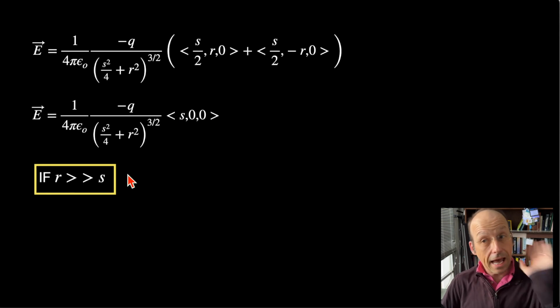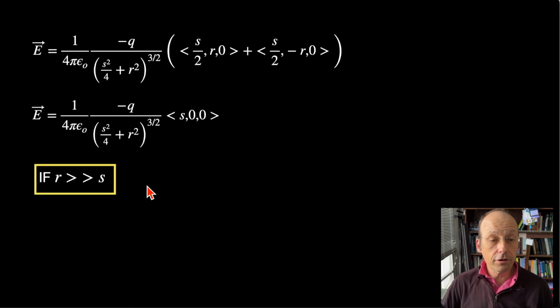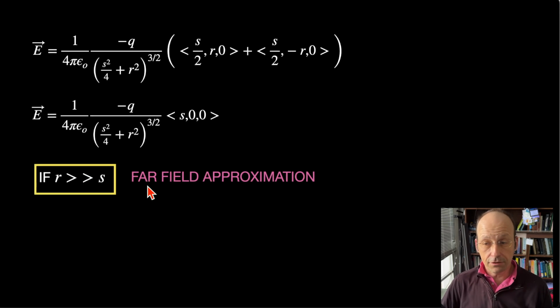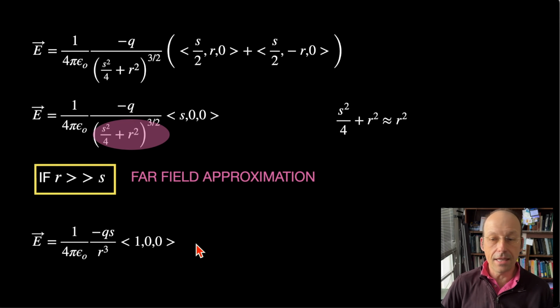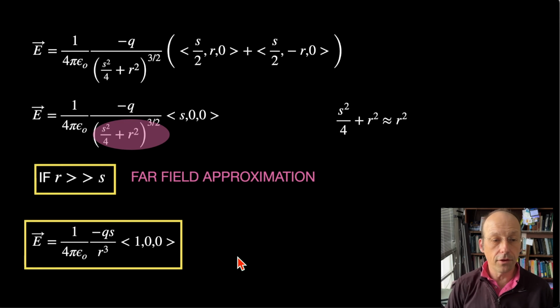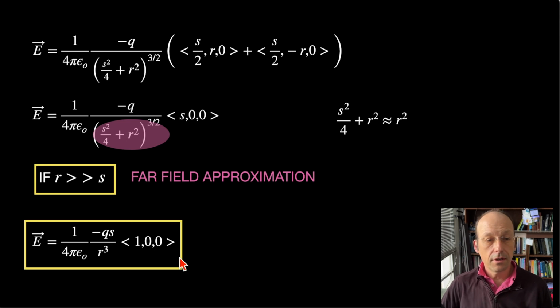And then now we can use the far field approximation. So if R is much greater than S, that's the far field approximation, then this S squared over 4 plus R squared is approximately equal to R squared. And then if I take this term, R squared to the 3/2, it's just going to be R cubed. And so I get this as my far field approximation for the electric field.